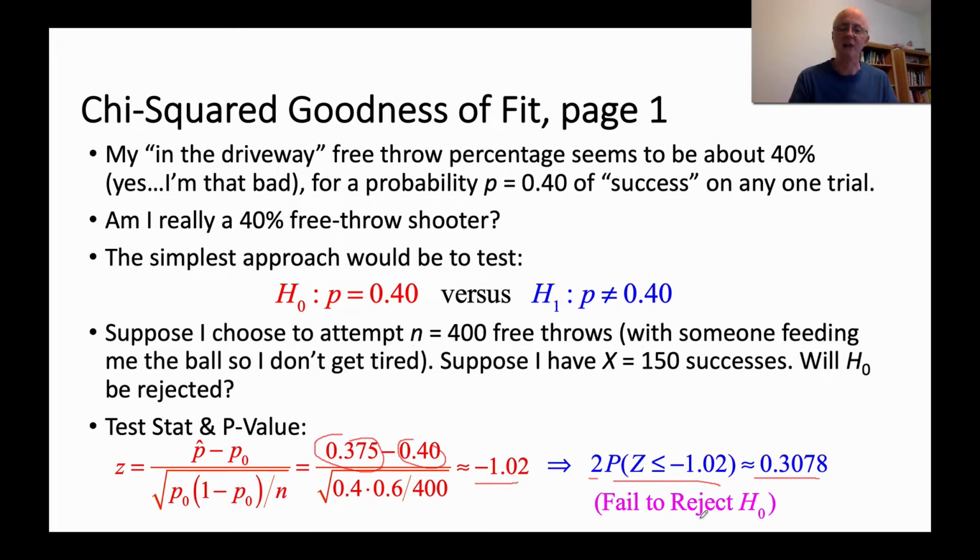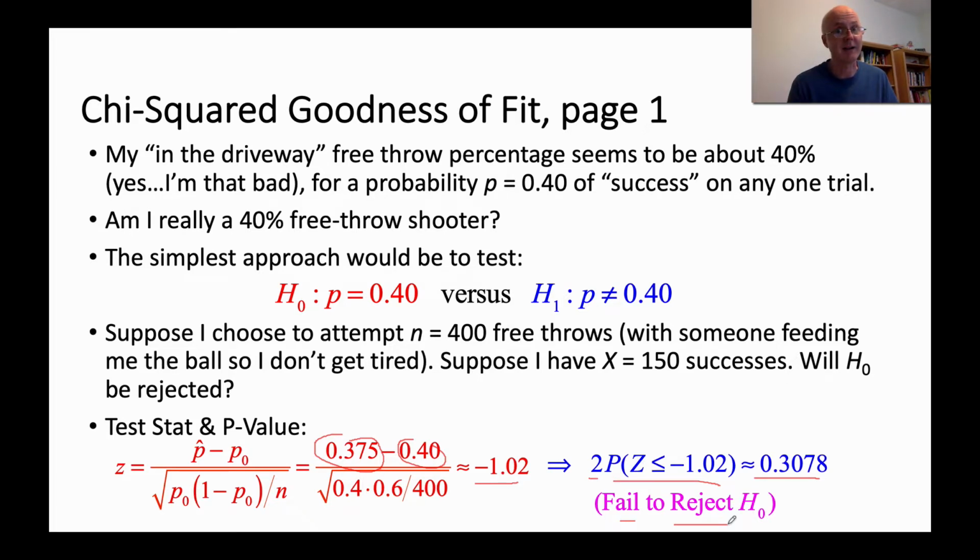Not small enough to reject. So we fail to reject the null hypothesis. I do not have evidence against the null. Instead of saying accept the null, it's typically better, I think, to say fail to reject. We just don't have enough evidence against the null when we give the null the benefit of the doubt.